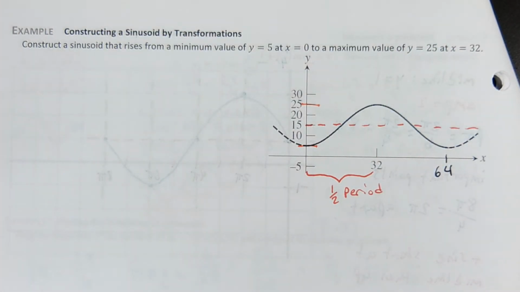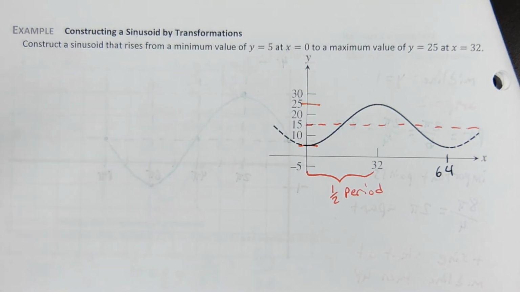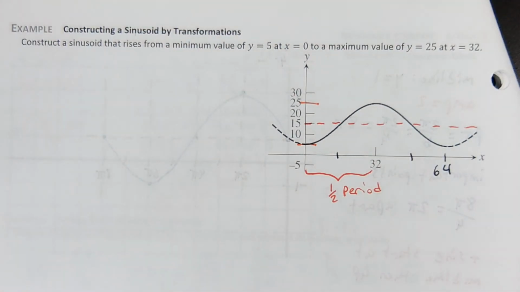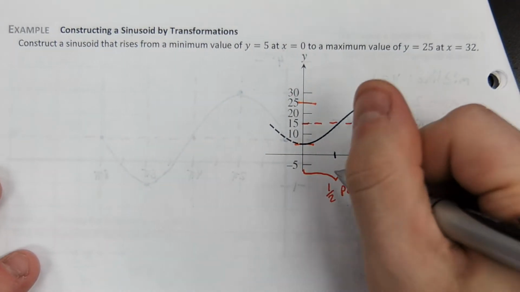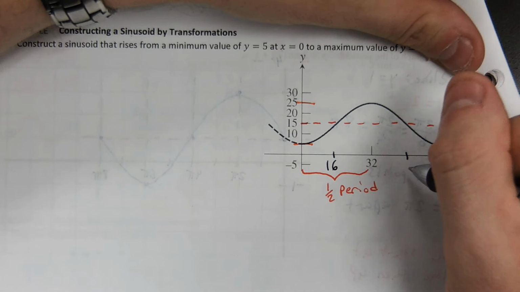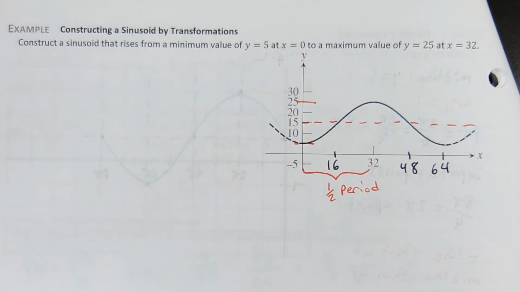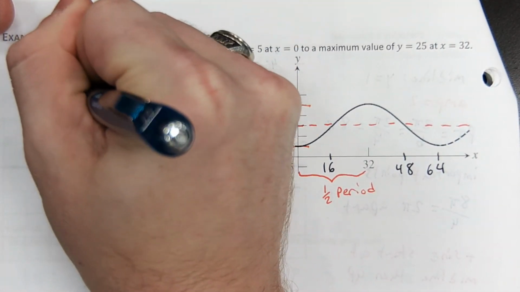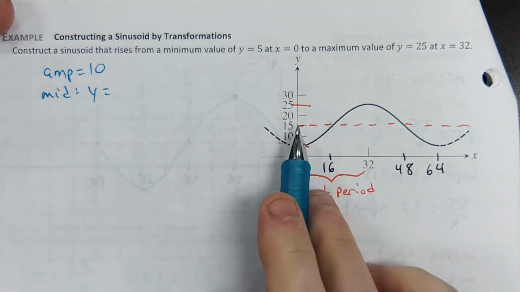There you go. Now, it's not part of the question, but I do still think it's important that you know where this midline hit is going to happen and where this midline hit is going to happen. Halfway between 0 and 32, 16. Halfway between 32 and 64 is 48. There we go. Cool. Well, if the midline's at 15 and the maximum's at 25, what's the amplitude? 10. There we go. We know that our amplitude is 10. We know that our midline, we've already said it, is y equals 15.